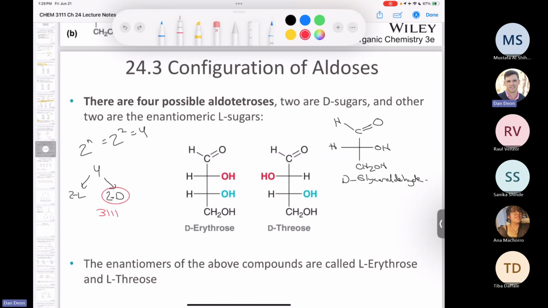Sorry, these 2 compounds are diastereomers, but they also have enantiomers. Those would be the L compounds, so L-erythrose and L-threose. But again, those are unnatural, and so we're not really going to worry about those sugars in this class. If you wanted to, you could try to draw them. You just have to reverse the chiral center at both of them.